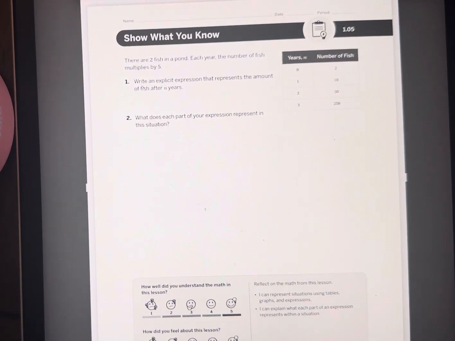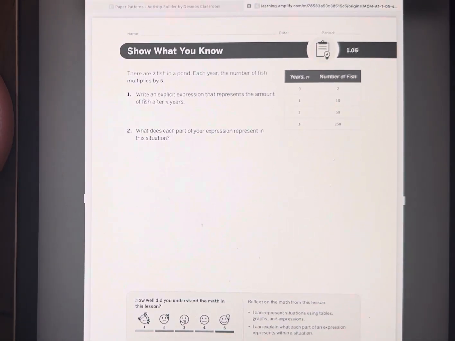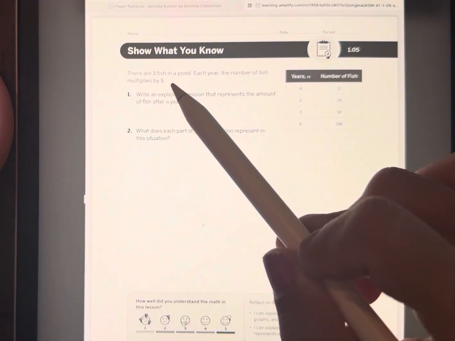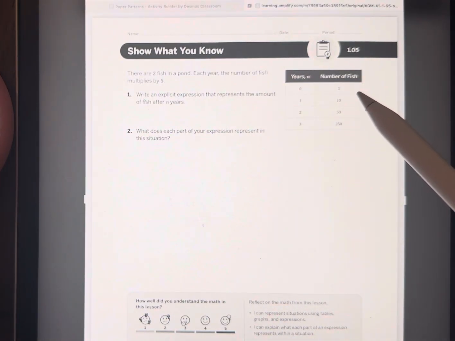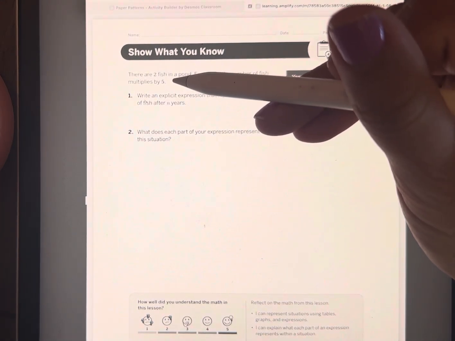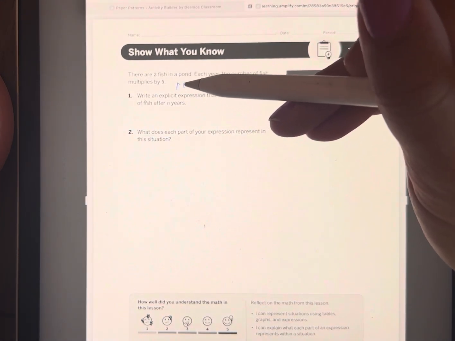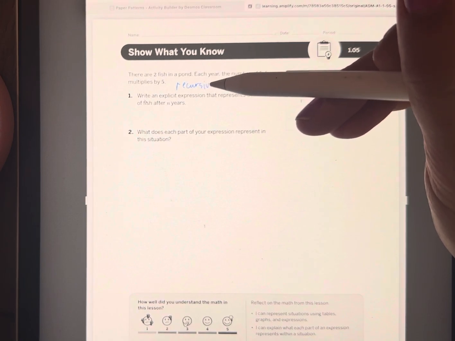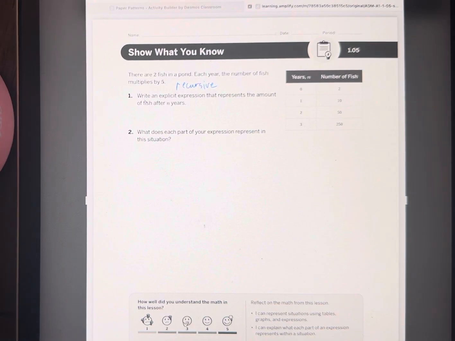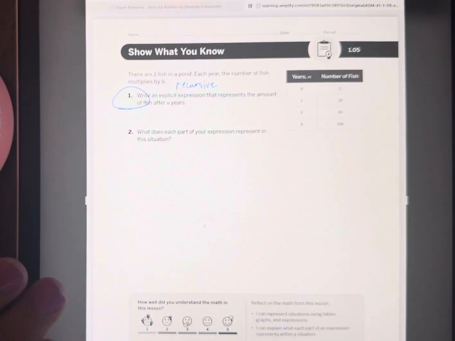We'll just do it like a markup tool. Okay, so here's how it goes. There's 2 fish in a pond, and every year the number of fish multiply by 5. So that's a recursive rule, if you remember, because they tell us the first term and they tell us what to do to each previous term. It depends on a previous term. But how do we write an explicit rule, which is what I want to do?